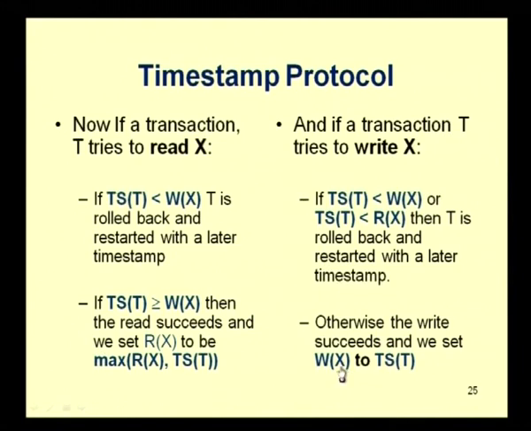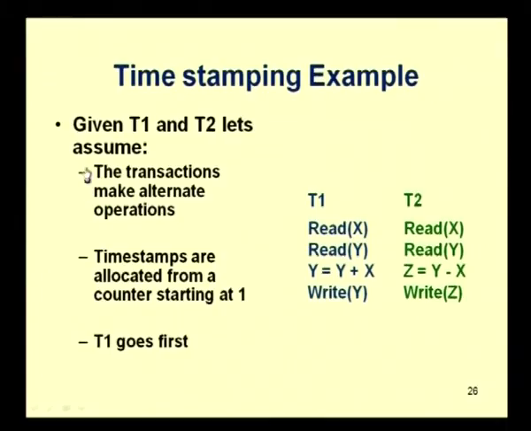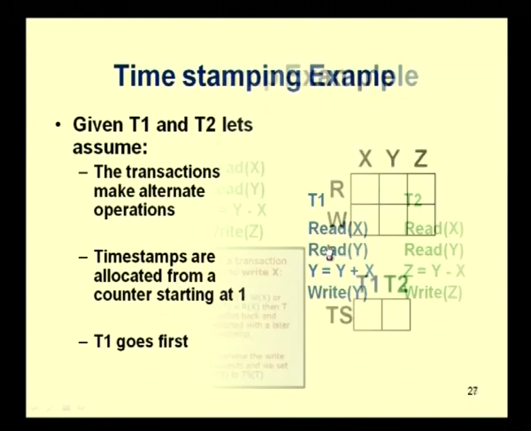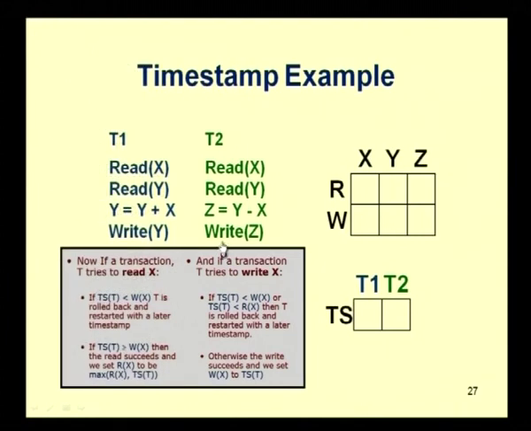Given T1 and T2, let us assume the transactions perform alternate operations: one reads X here, one reads X here. Timestamps are allocated from a counter starting at 1. Let us assume T1 goes first. This is the rule that we already discussed. Now, read X, so first this happens.